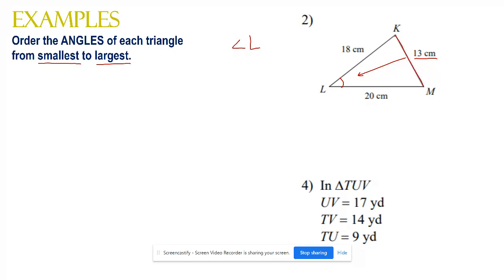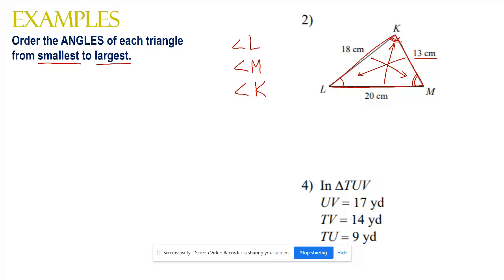All right, now I want to go to the next shortest side, the medium side, and that is side LK, which is 18. So now I go opposite the 18, and I get to angle M. So angle M is going to be my middle angle. It's bigger than angle L, but it's not the biggest angle in the triangle. And then to find my biggest angle, I take my longest side, which is LM. It's the 20 centimeters. And I go across, I go opposite from that, and I end up at angle K. So angle K is my largest angle. So that's all it asks us to do.